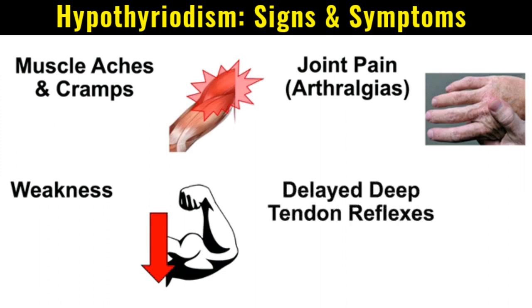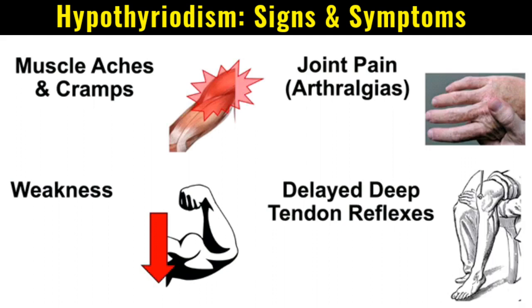And then we can also see delayed deep tendon reflexes. So this is a clinical sign. When a clinician uses a reflex hammer to tap on the patellar tendon to check the patellar reflex, the leg will jerk out, but there will be a delay in relaxation after that initial response. So that is what a delayed deep tendon reflex is. And it's actually quite common in individuals with hypothyroidism. Up to 3/4 of patients can have this response.